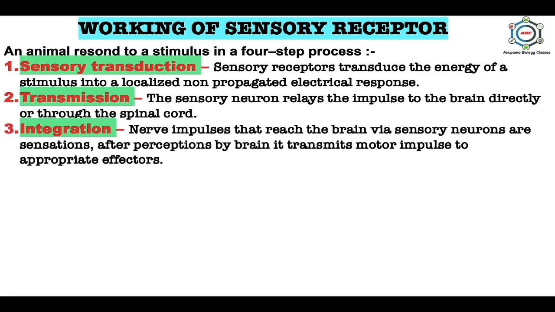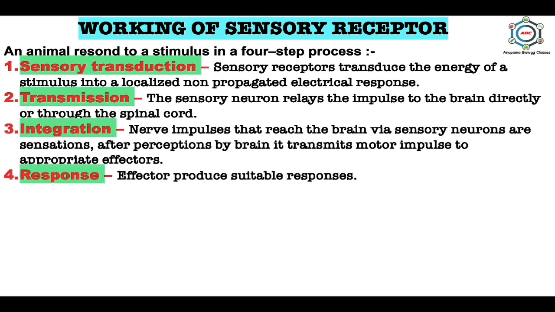Then the integration. Nerve impulses that reach the brain via sensory neurons are sensations. After perception by the brain, it transmits motor impulses to the appropriate effectors. And the last is response. Effectors produce a suitable response, like gland secretions of chemicals or muscle contraction.